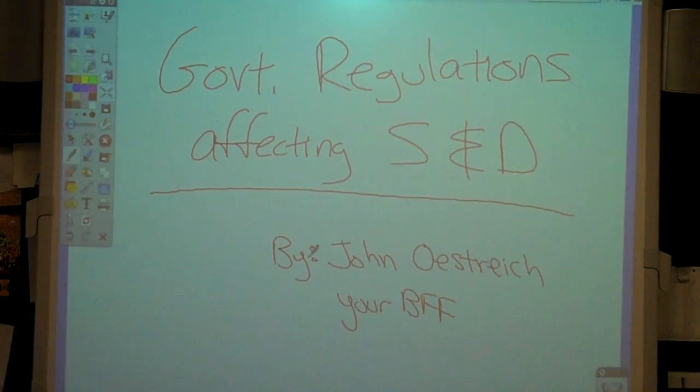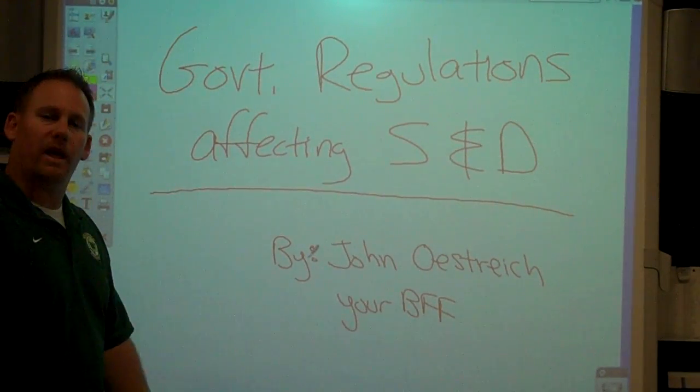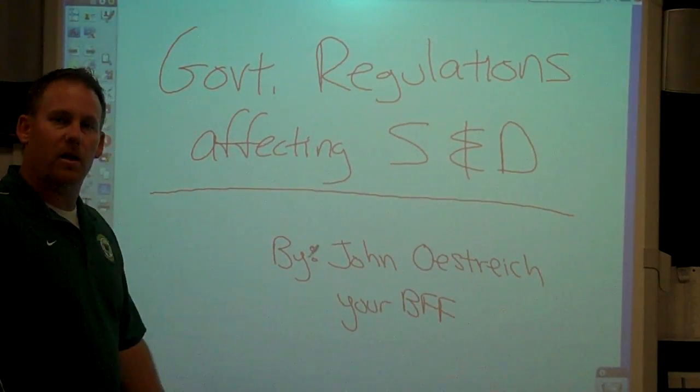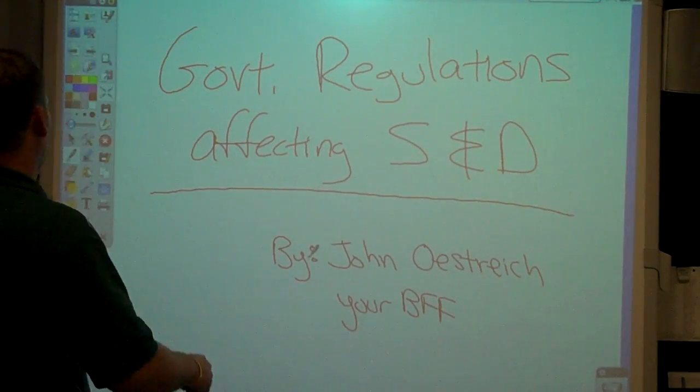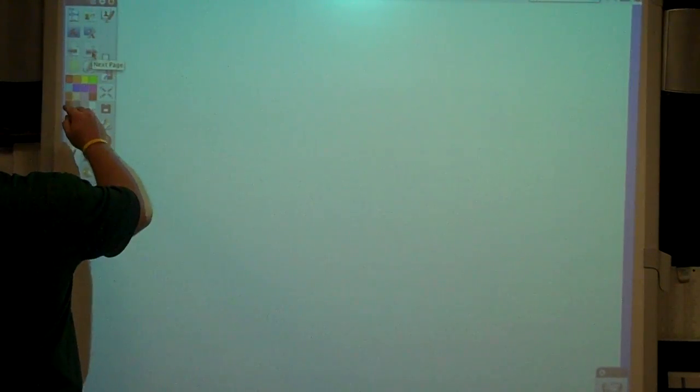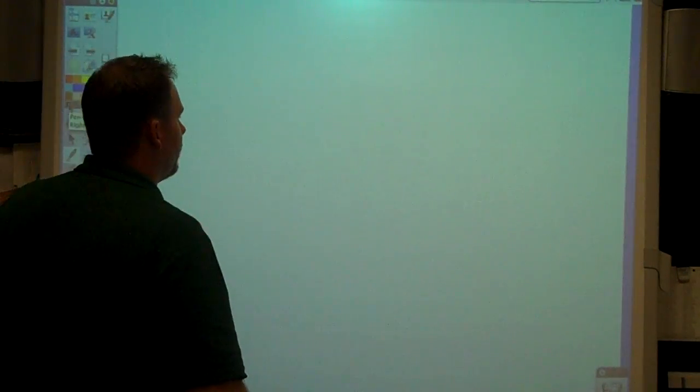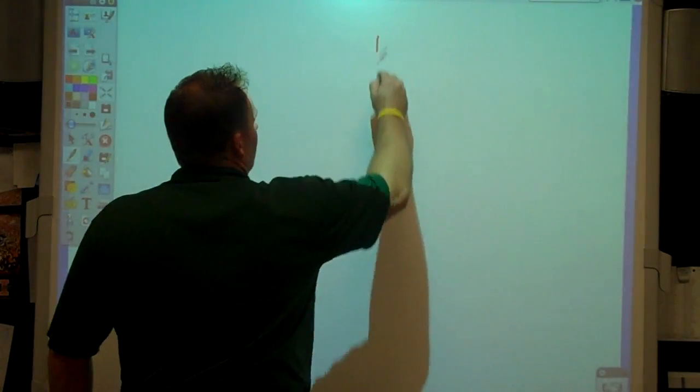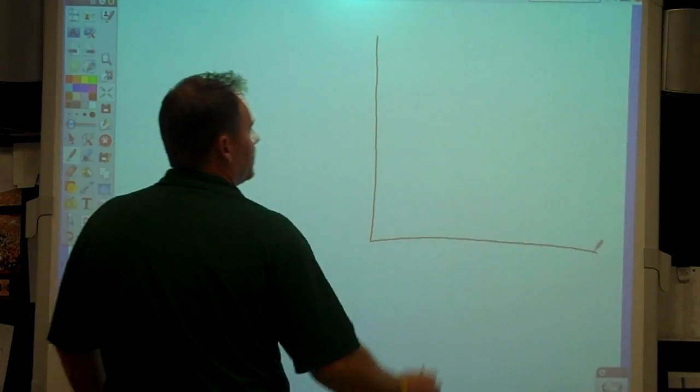All right, this next section is about government regulations and how they affect supply and demand. And we're basically going to talk about rent control. Okay, we talked and looked at this graph in class. This one's pretty standard.